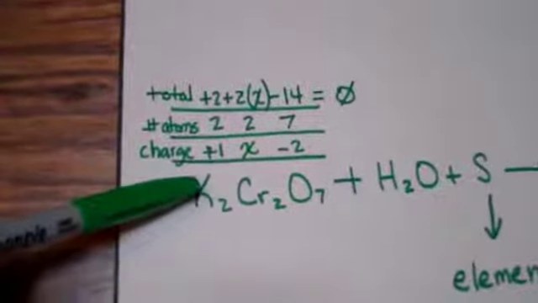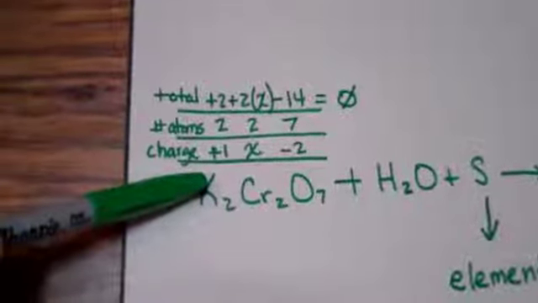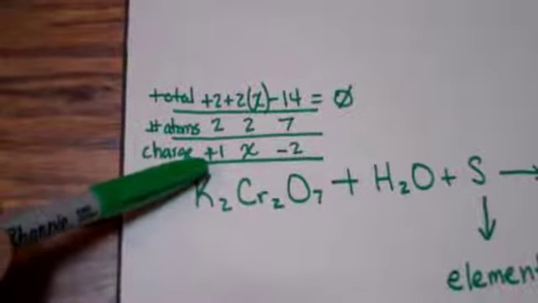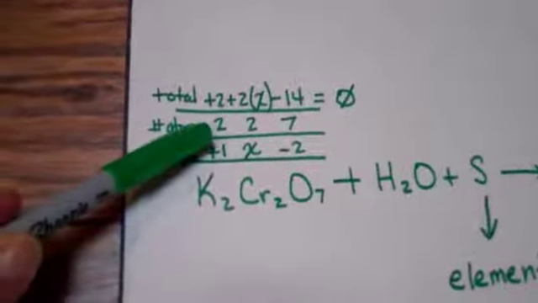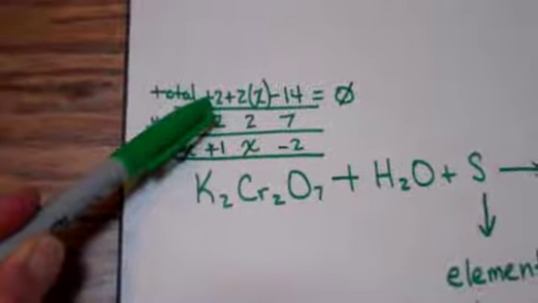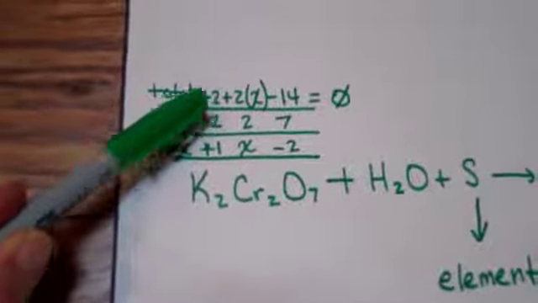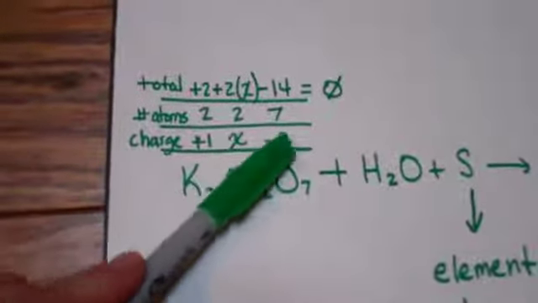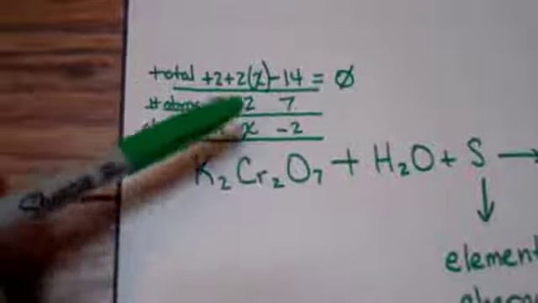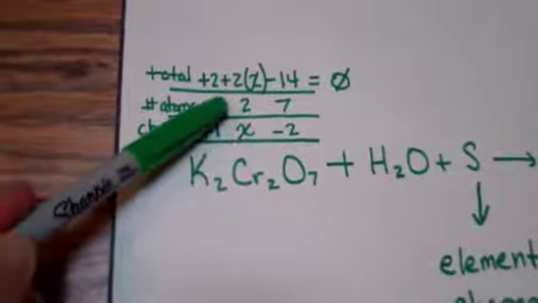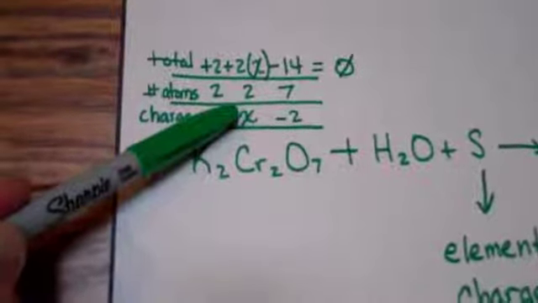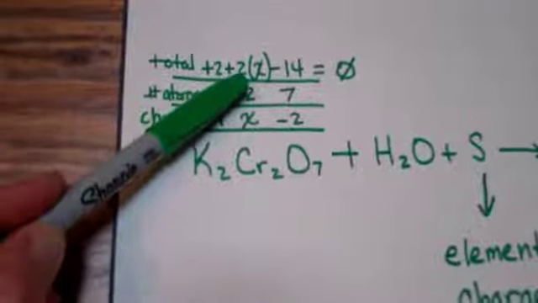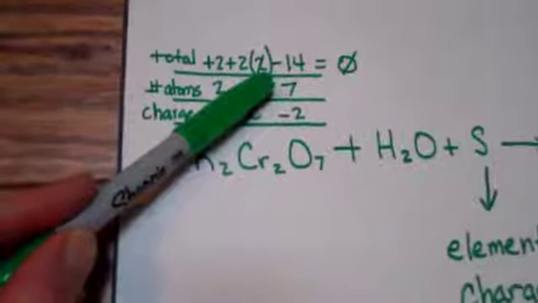We can also accurately assign the charge state of our potassium. Potassium, being in group 1, can only take on the oxidation state of +1. We've got 2 of those, so we've got a positive charge on our molecule so far of +2. We know the overall charge on our molecule is going to be 0, so we can set our entire equation to 0. We've got 2 chromium ions, and we don't know their charge state. So our overall equation is +2 plus 2x minus 14 has to equal 0.